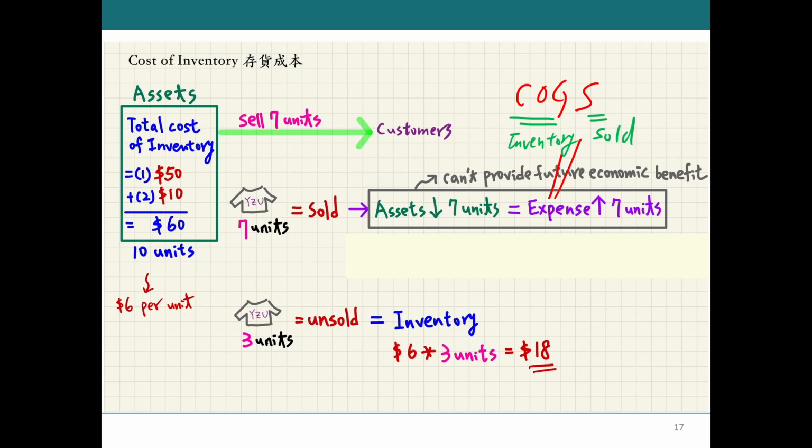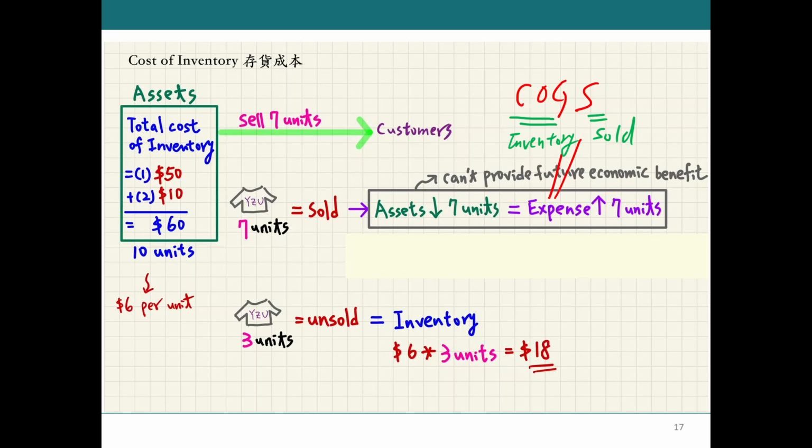And how about for the 7 units you sold to customers? Our inventory decreased by 7 units. At the same time, there is no future economic benefit. So that's why our expenses increased for 7 units.